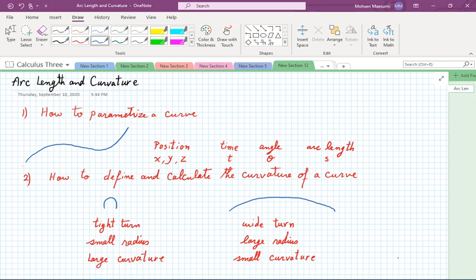Sometimes it makes sense to give your location in terms of an angle. So obviously if you are going on a circle, you can specify that your location is such and such in terms of a central angle. What we have in mind now in this section is how to parameterize a curve with respect to arc length.